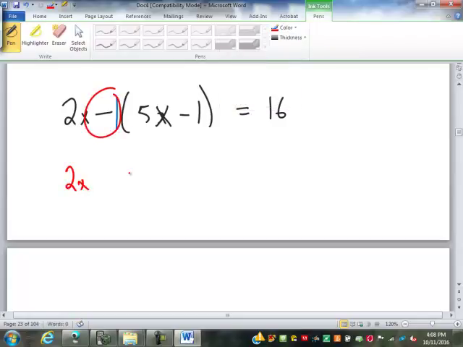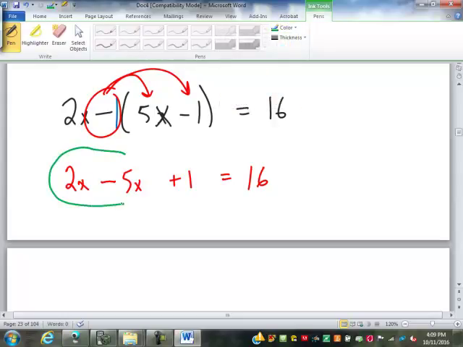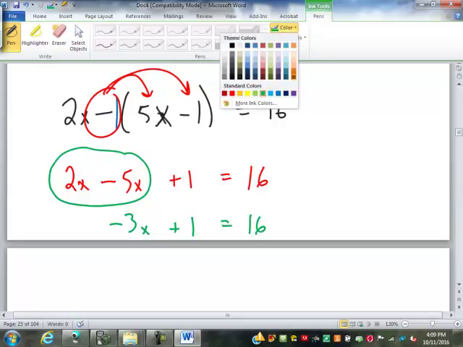So the 2x up here isn't going to change. We have negative 1 times the parentheses. So negative 1 times 5x is negative 5x. And negative 1 times negative 1, which is positive 1. So now we can combine 2x and negative 5x is negative 3x plus 1 equals 16. Then what?